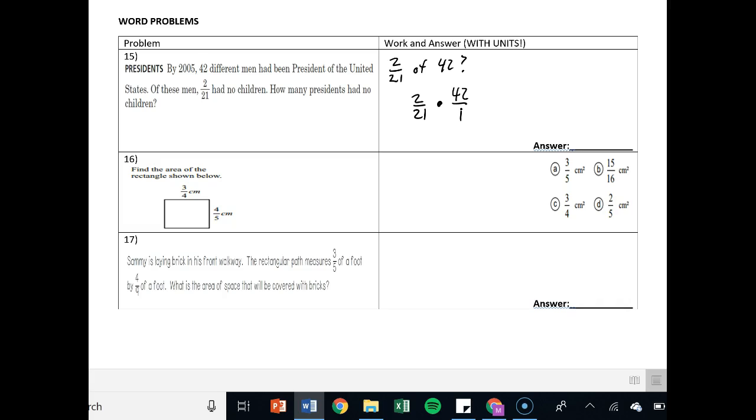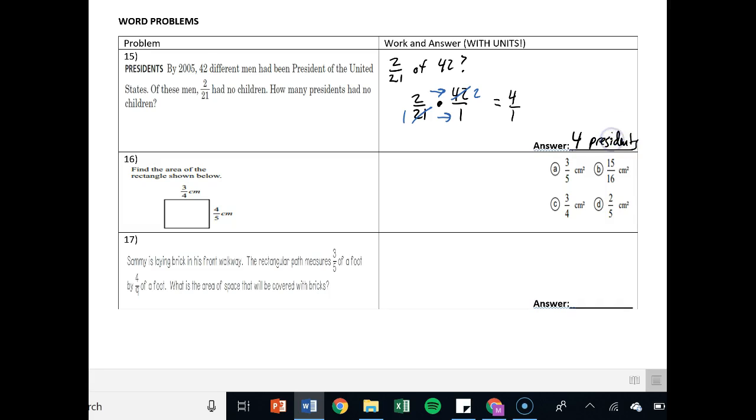Right? So we could actually multiply this out by saying 21 and 42, they both have 21 in common, believe it or not. So 21 divided by 21 is 1, 42 divided by 21 is 2. And we'll go ahead and multiply straight across. So 2 times 2 is 4, 1 times 1 is 1. So how many presidents had no children? 4 presidents.